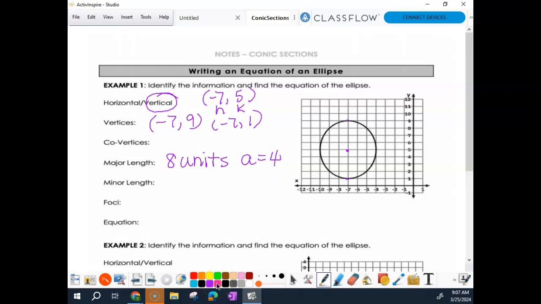So my co-vertex are going to be here and here. So I get -4 and 5 and -10 and 5. The length of my minor axis is 6 units, which means my B is 3.